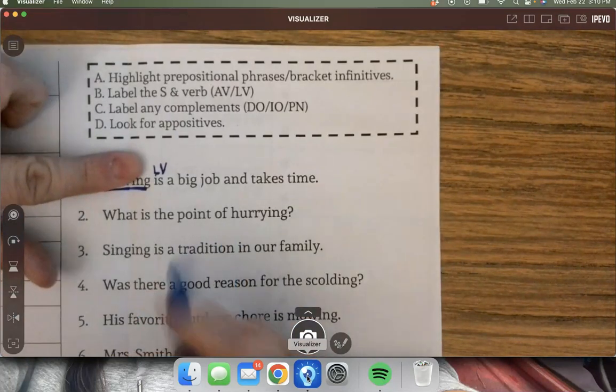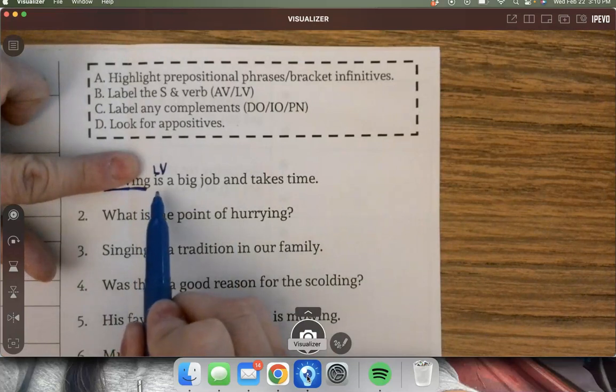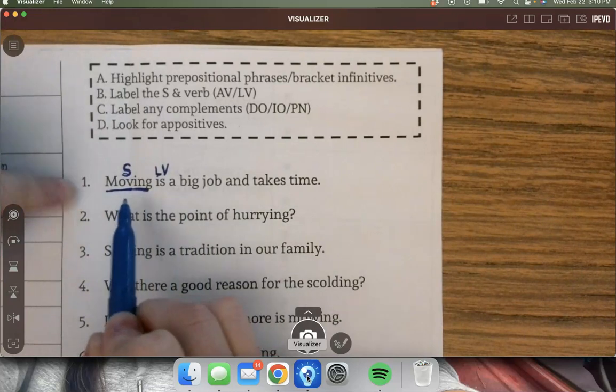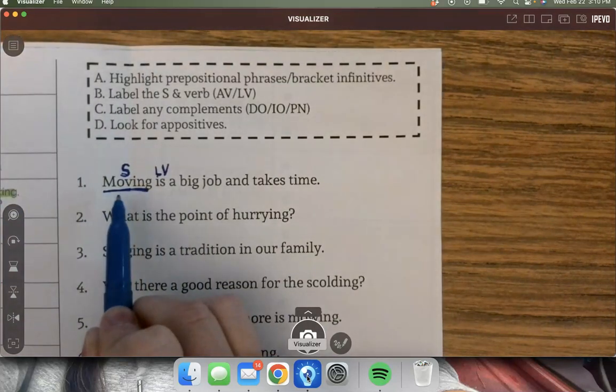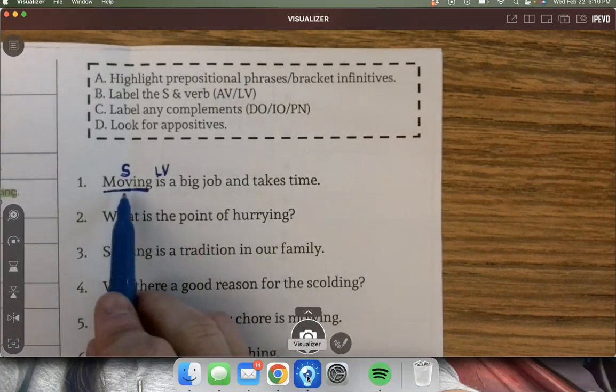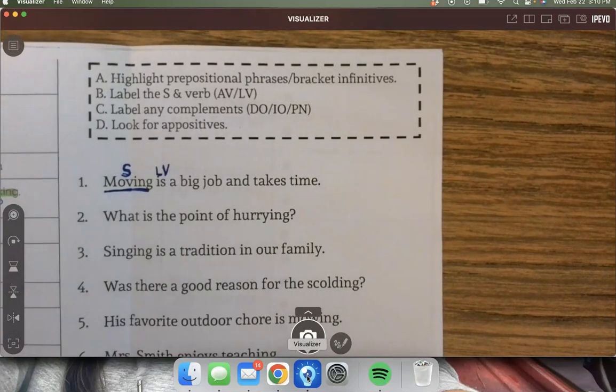If I'm not sure what the subject is, I might find the verb first and say, well, what is a big job? Moving is a big job. And then it's a little bit more clear to find what the gerund's job is. Okay, so I'm not going to worry too much about the other complements right now. We're really going to focus on making sure we understand what that gerund is and what the job is.